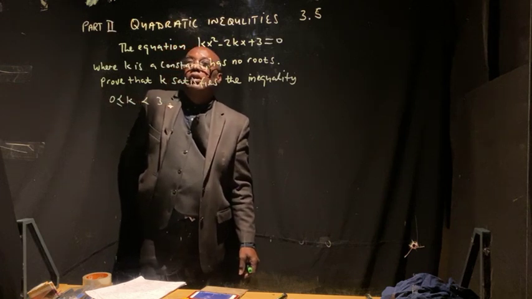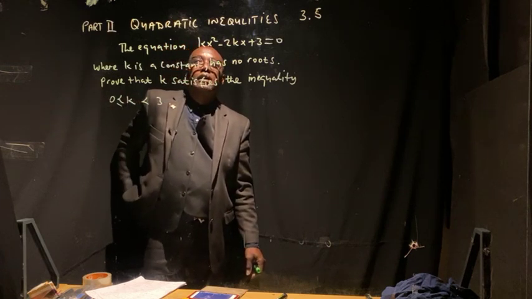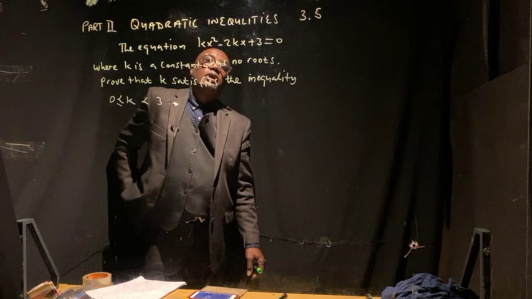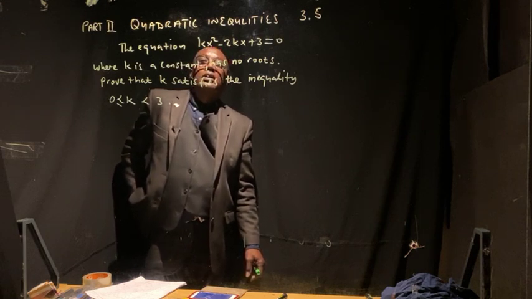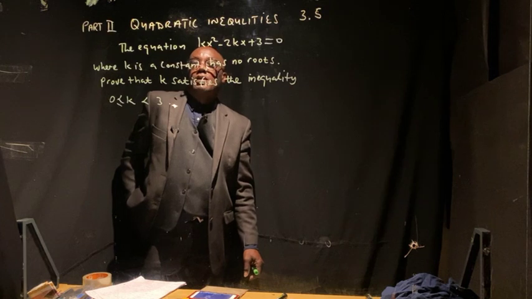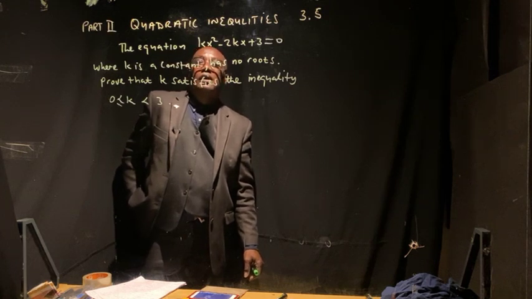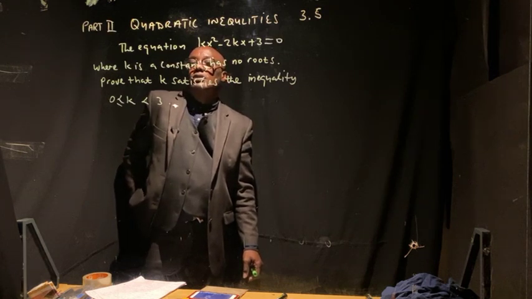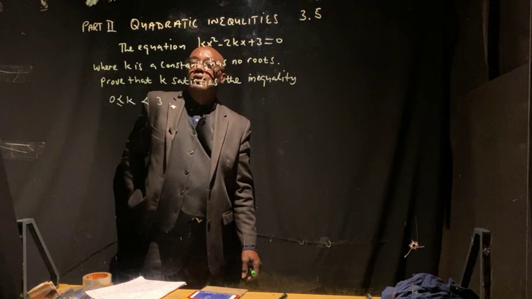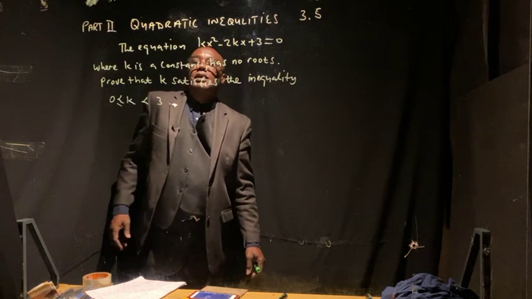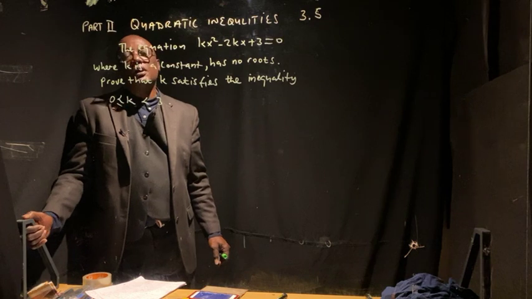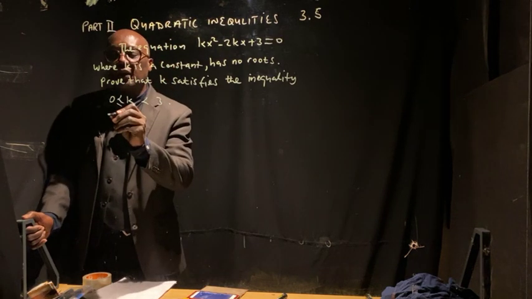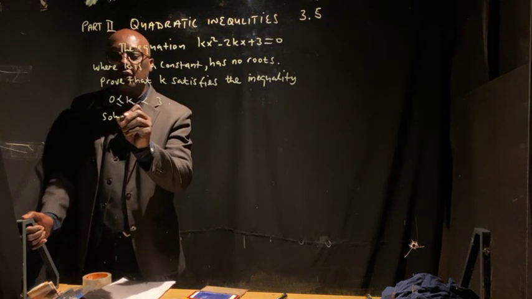This is also another question that says that the equation kx squared minus 2kx plus 3 equals 0, where k is a constant, has no roots. Prove that k satisfies the inequality 0 is less than or equal to k, less than 3. This is not a big deal. A quadratic equation. Okay, let us start this way. Solution.